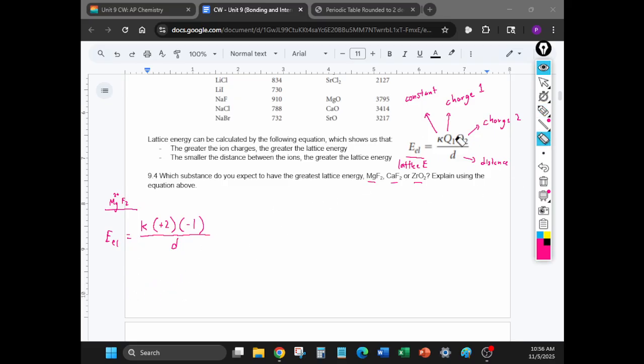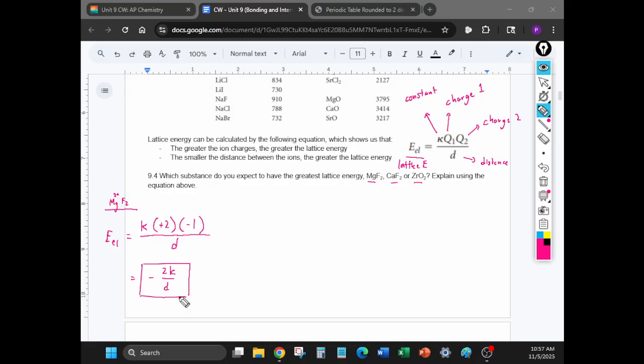All right, so if we solve this out, the math is pretty easy. It's just -2k over d. Distance isn't going to matter too much, so we can just leave it as d. And that's going to be our value for the lattice energy. Here we're not looking for the exact number, so we don't have to solve it out with k and the distance. All we're doing is comparing it with the other ions, right?